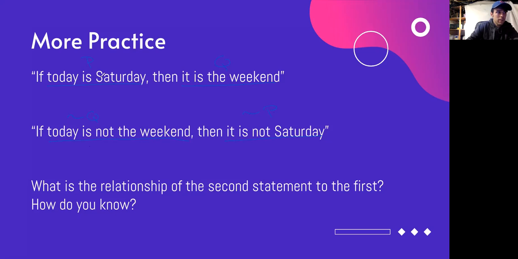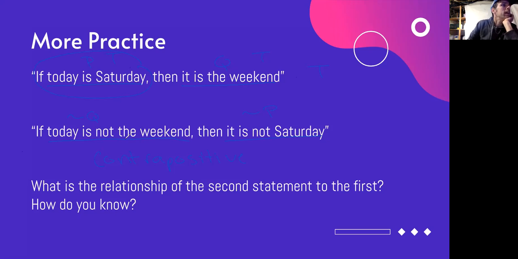So what I did was I switched and negated. So that means that this is the contrapositive of this statement, because we both switched them and negated them. Now the question is, are these true? If today is Saturday, so if this is true, then it has to be the weekend. So this is a true conditional statement. Everything that makes this true will also make that true.